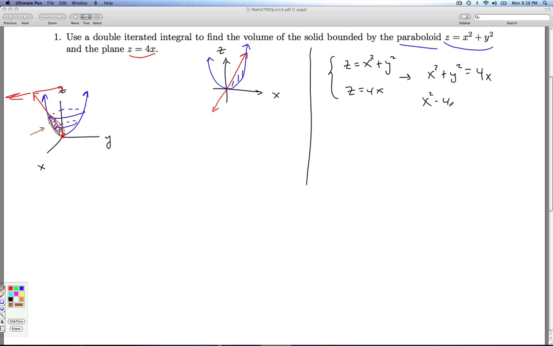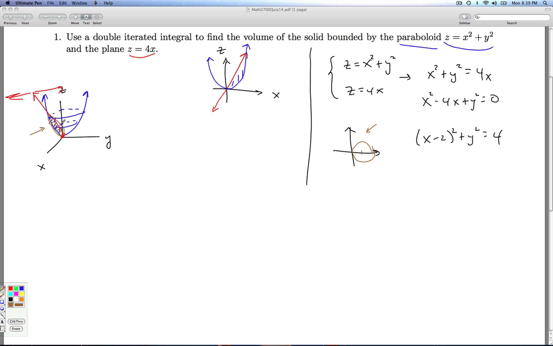If I subtract the 4x over and complete the square, I see that the points of intersection on these two surfaces, their x and y coordinates, are related by this equation. This is a circle centered at (2, 0) with a radius of 2. So that's the relationship between x and y for the points that are on both surfaces.